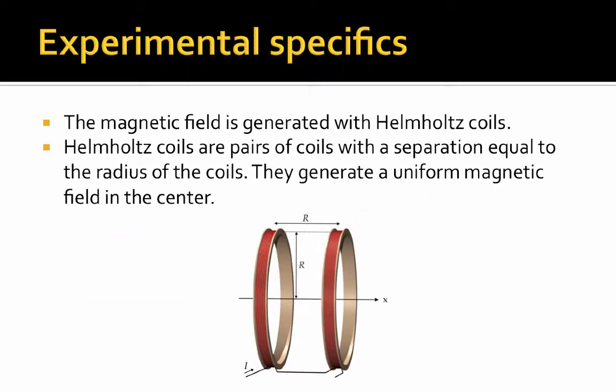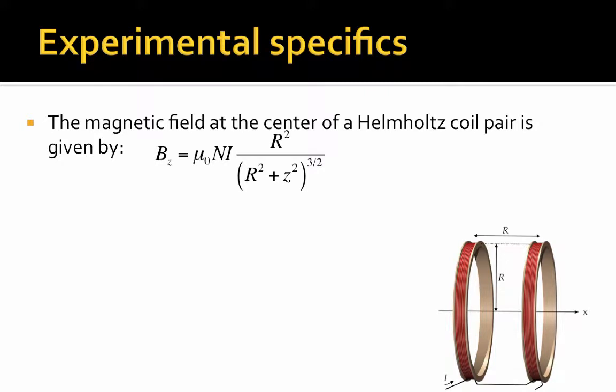So in our experiment, our magnetic field, B, that we're talking about is generated with Helmholtz coils. And Helmholtz coils are pairs of coils carrying current with a separation between the coils equal to the radius of the coils. That's a standard separation that gives a fairly nice uniform magnetic field in the center of the coils.